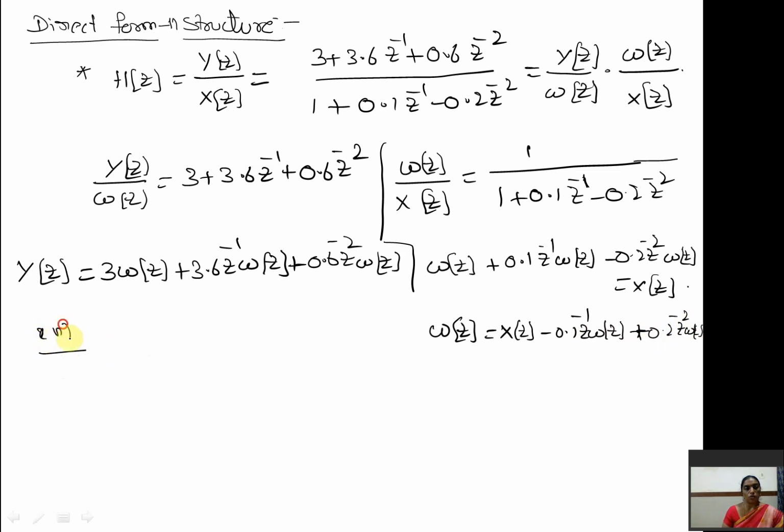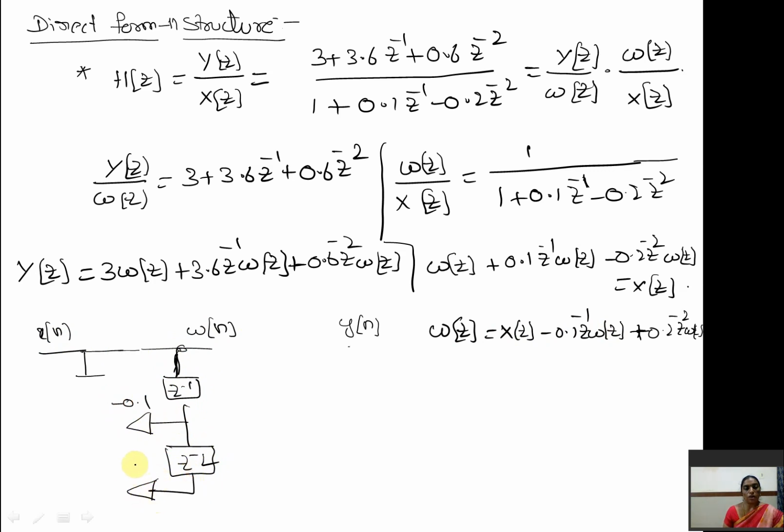Firstly take X of n here. To get W of z from X of z, here place X of n, here W of n, and here Y of n. We need X of z minus 0.1 z inverse W of z. So from this use delay units, how many? 2, that's why z power minus 1 and z power minus 2. Now multiply this one with minus 0.1, multiply this one with 0.2, then add this one with this.